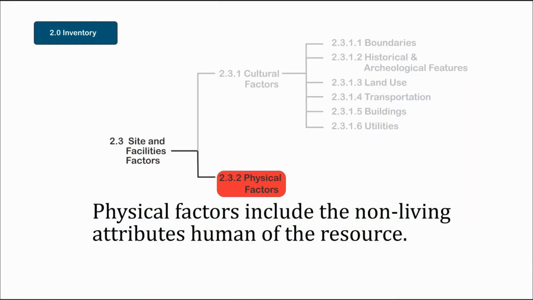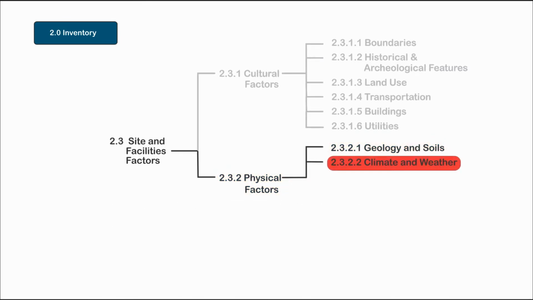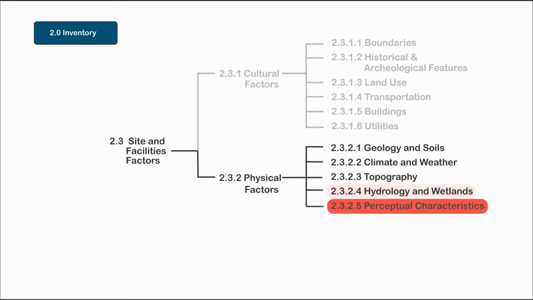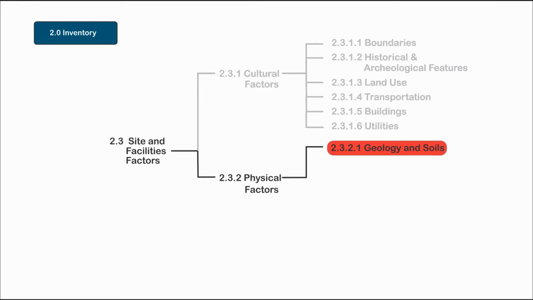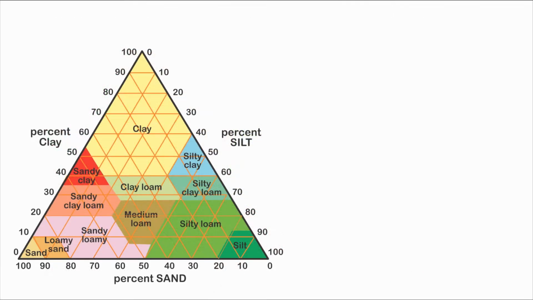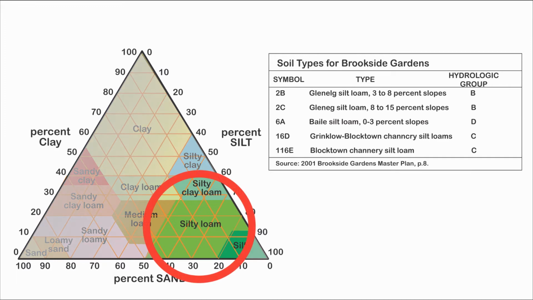Physical factors include the non-living attributes of the resource and include geology and soils, climate, topography, hydrology and wetlands, and perceptual characteristics. Geologically, North America is divided into large geomorphic provinces. Brookside Gardens is located on the Piedmont and is close to where the Piedmont drops off to the coastal plain. Soil is composed of a mixture of clay, sand, and silt. The Soil Conservation Service has mapped soil types.